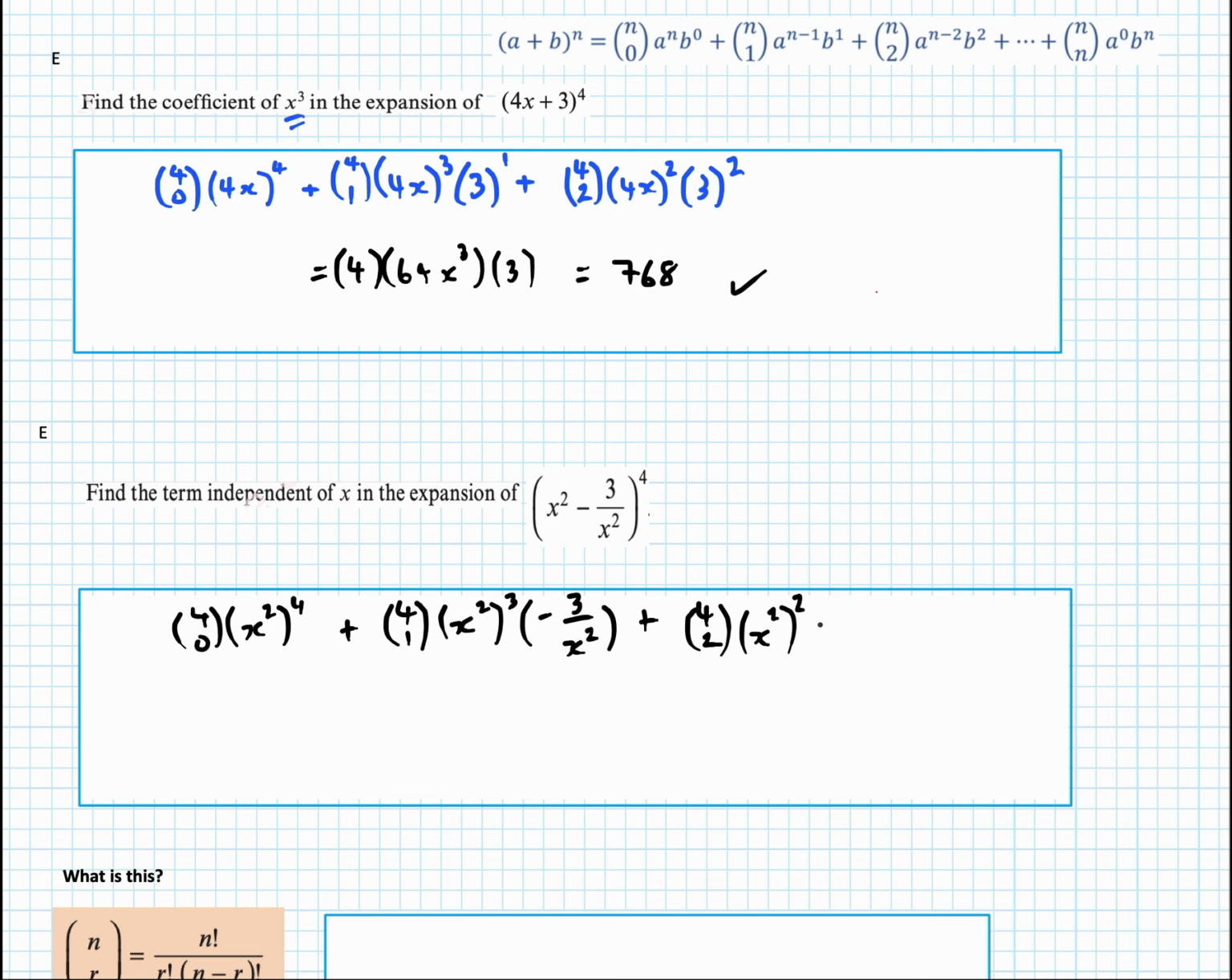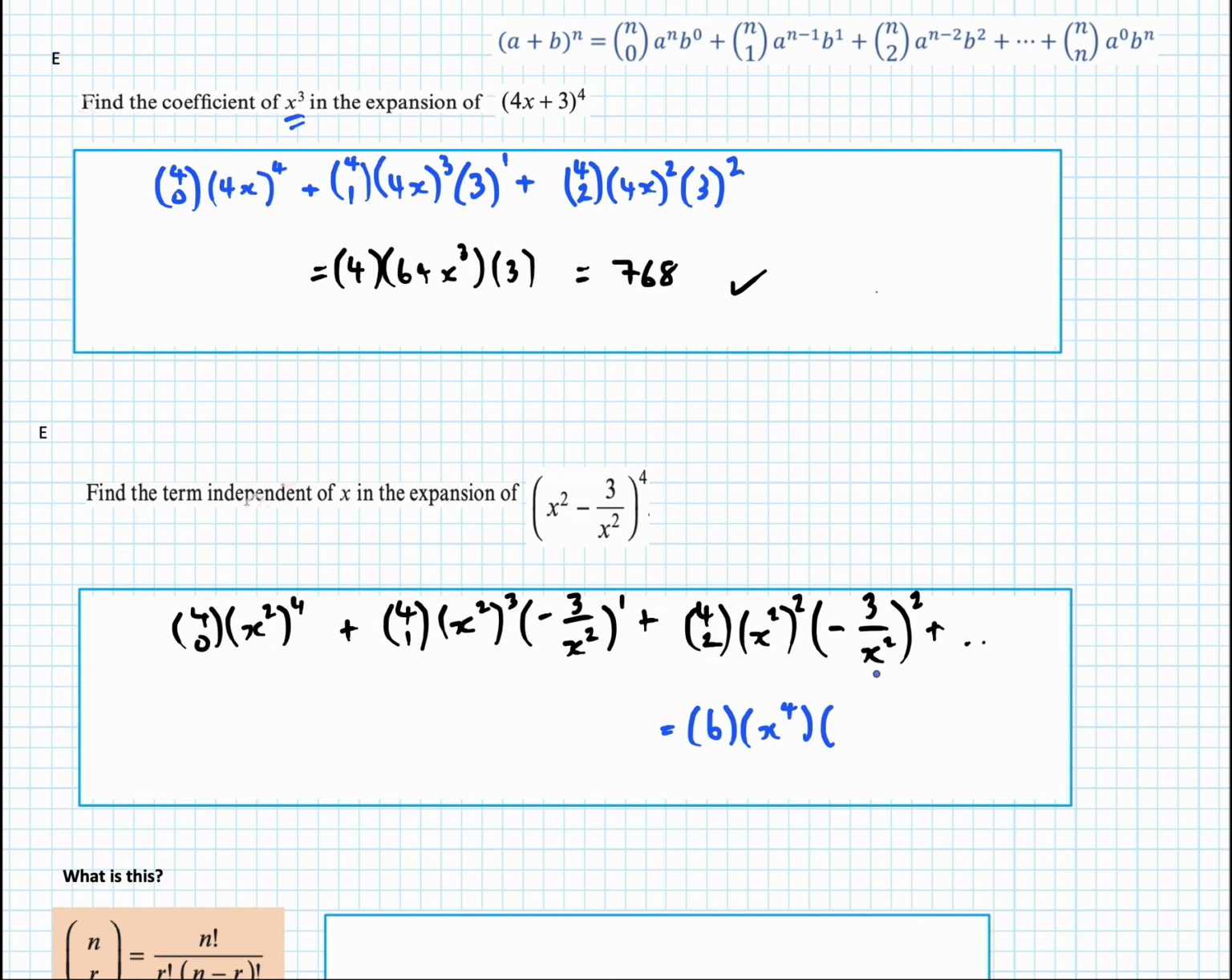x squared, and then so 432, and then we have x squared here as well, and of course this was minus 3 over x squared to the power of 1 to the power of 2 now. And we're going to stop there. Let's have a look. Let's do out this third term here. So this is 6. You can use your calculator to do it. x squared to the power of 2, multiply and we get x to the 4.